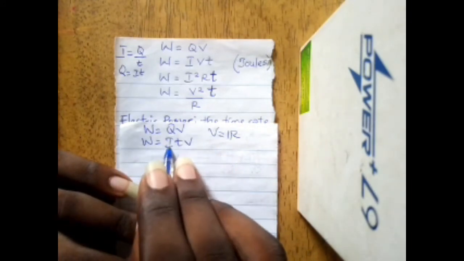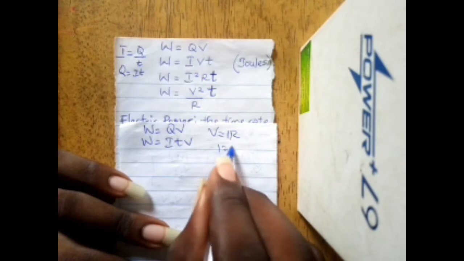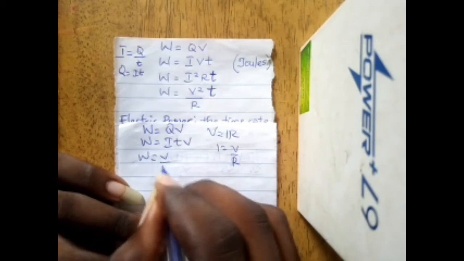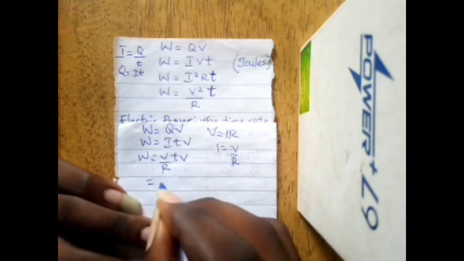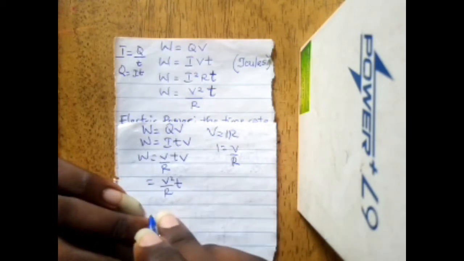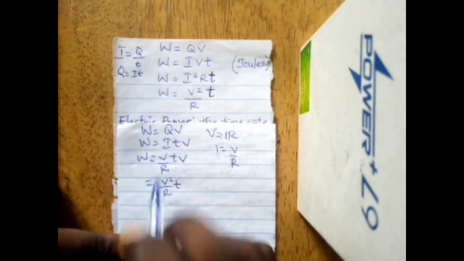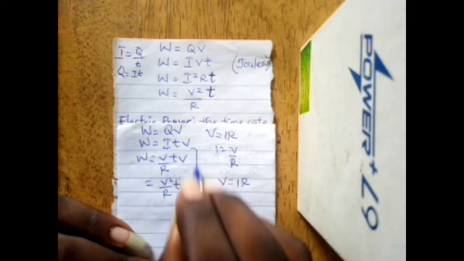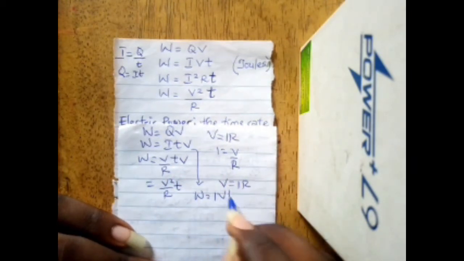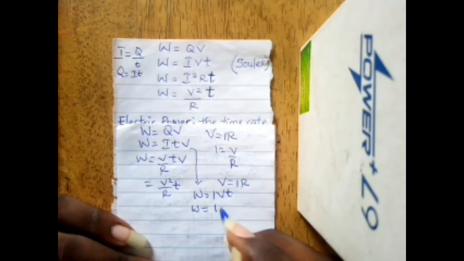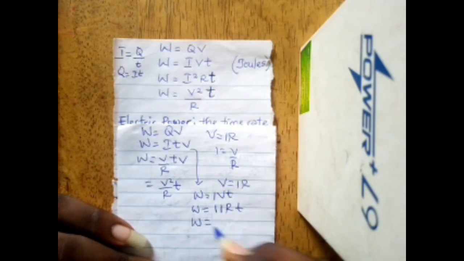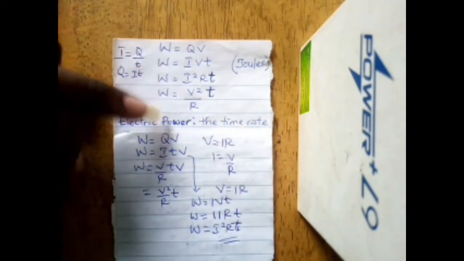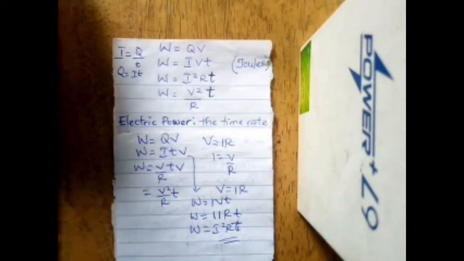Now replace I; change of subject, I is equal to V over R. If I is equal to V over R, then V times V over R times T gives us V squared over R times T. So our work done can also be V squared over RT. And since V is equal to IR, from IVT we can have I R T. So our work done can also be equal to I squared RT. So we have various forms of our work done, depending on the parameters which we are given.